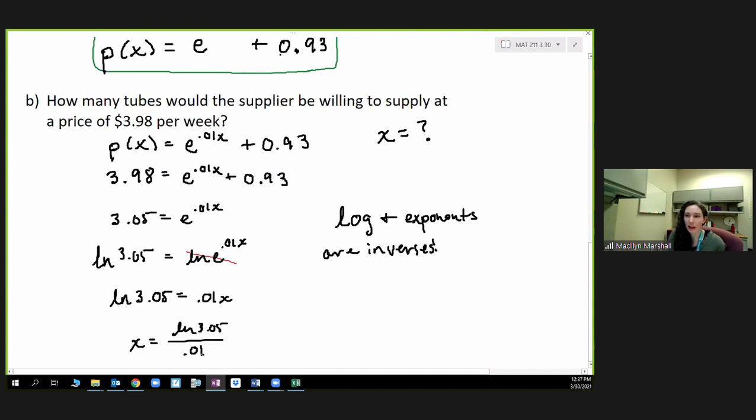Anytime we have our variable in the exponent and we need to solve for that variable, we have to use a log to get it out. And so here our base is e, so natural log is a good choice because those two have the same base and they completely cancel each other.